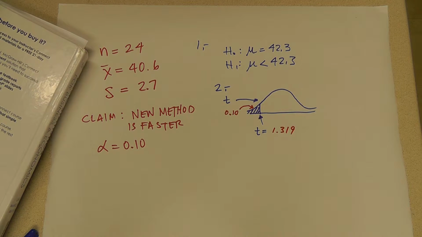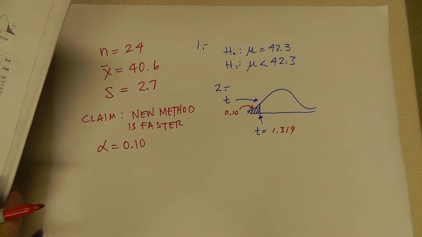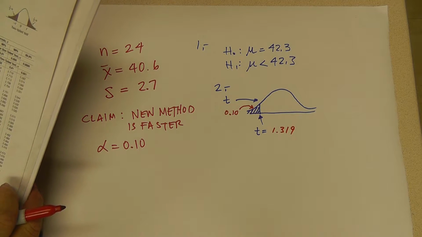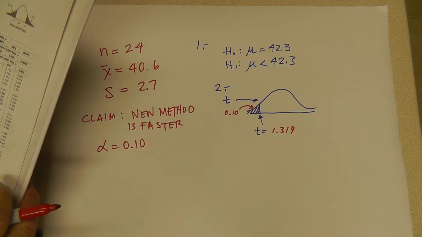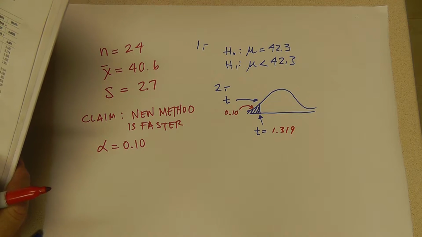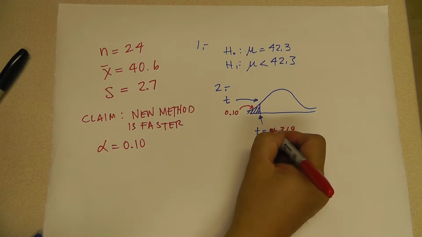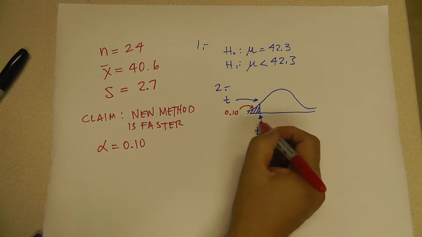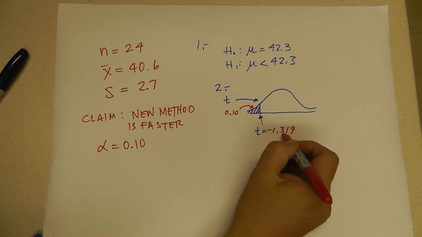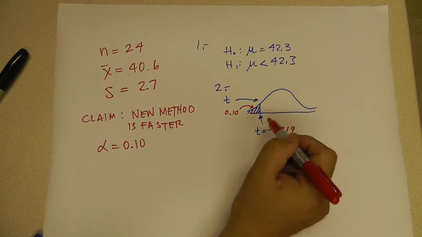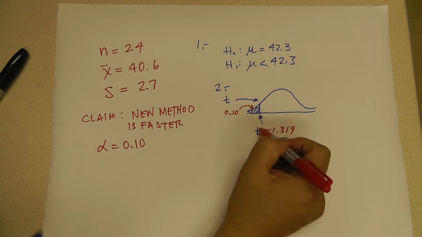Make sure that you verify that this is indeed correct, right? So it's 23 degrees of freedom, 0.1 in one tail. That gives you 1.319. And notice that this is on the left side of the distribution, so this has to be negative. So this is a negative value, minus 1.319. This is the cutoff for the hypotheses.